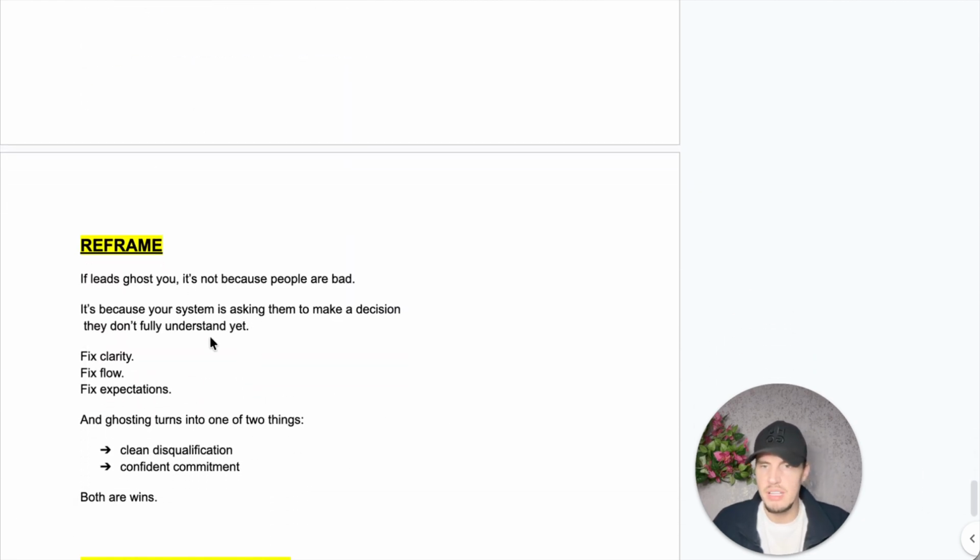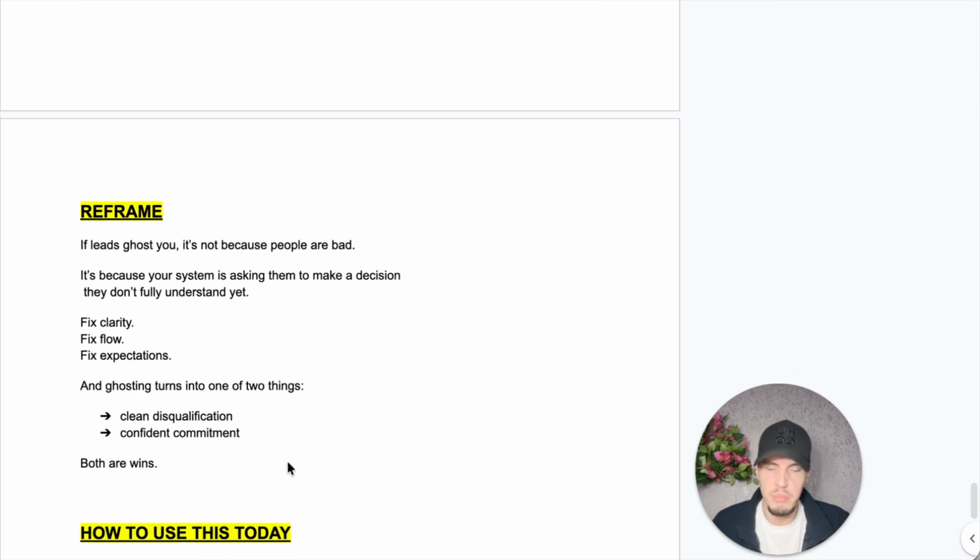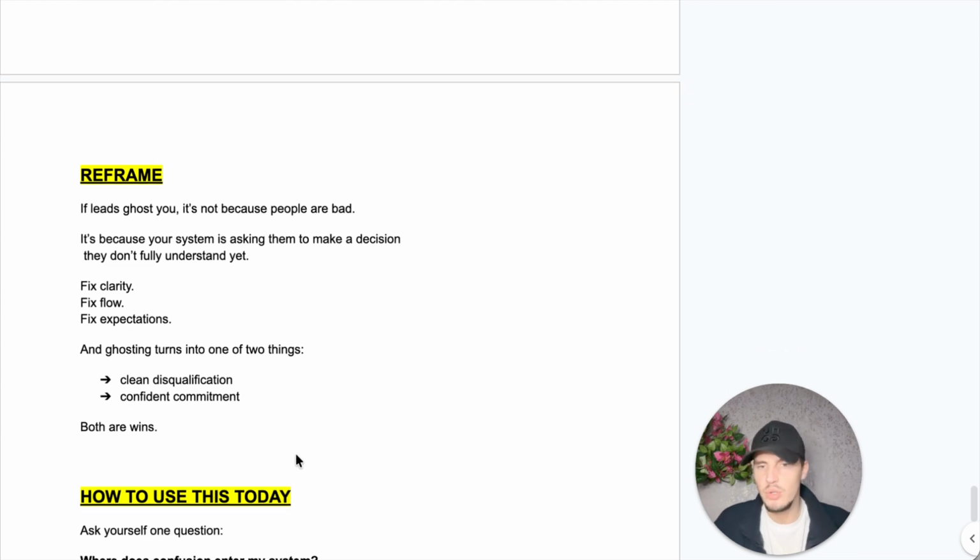So how to reframe this? If leads ghost you, it's not because people are bad, it's because your system is asking them to make decisions they don't fully understand yet or don't want to commit to. Fix the clarity, fix the flow, and fix the expectations. And ghosting turns into one of two things: clean disqualification or confident commitment. Both are wins to you. Even if people disqualify themselves and don't show up, it's much better because you didn't waste your energy and your time on them.